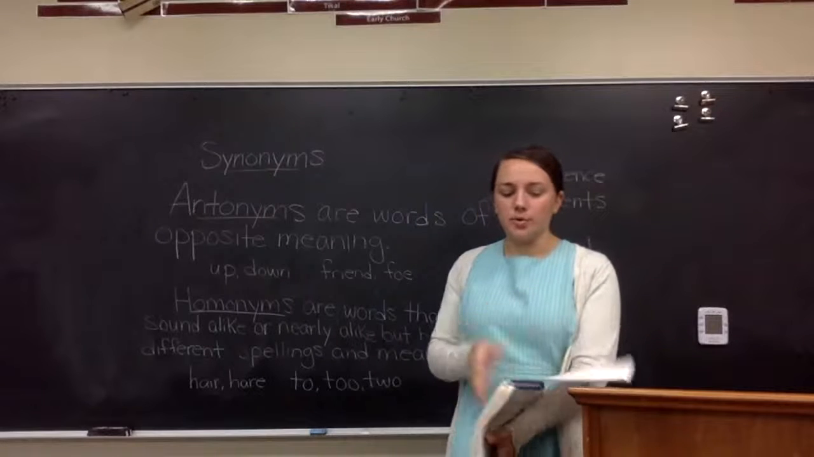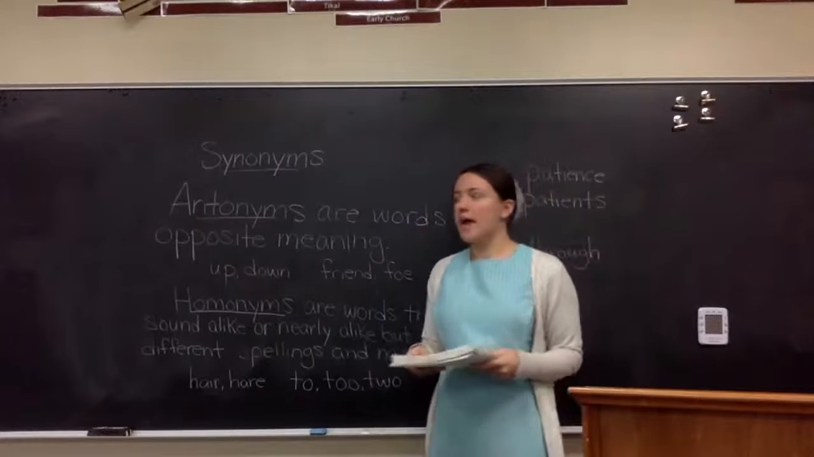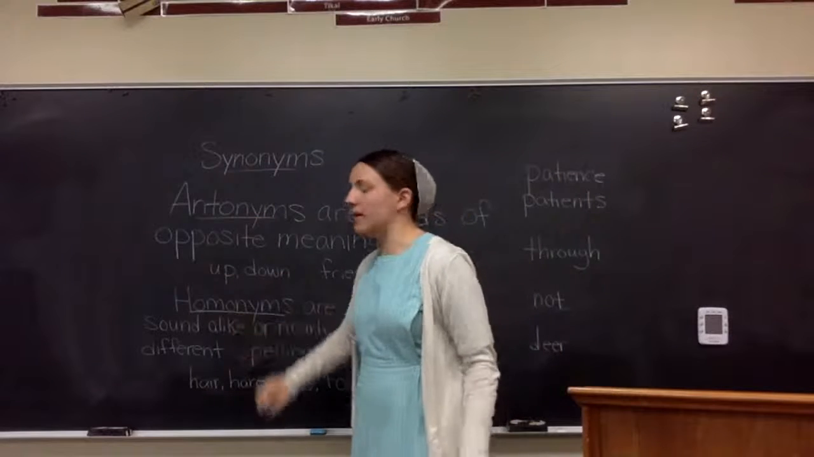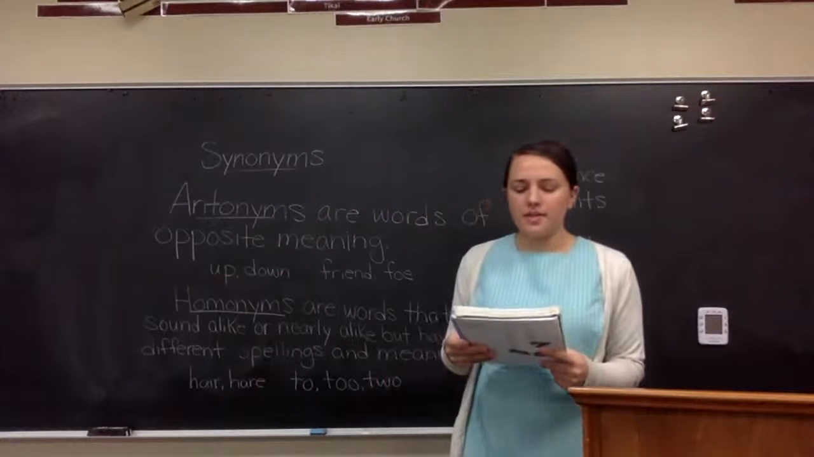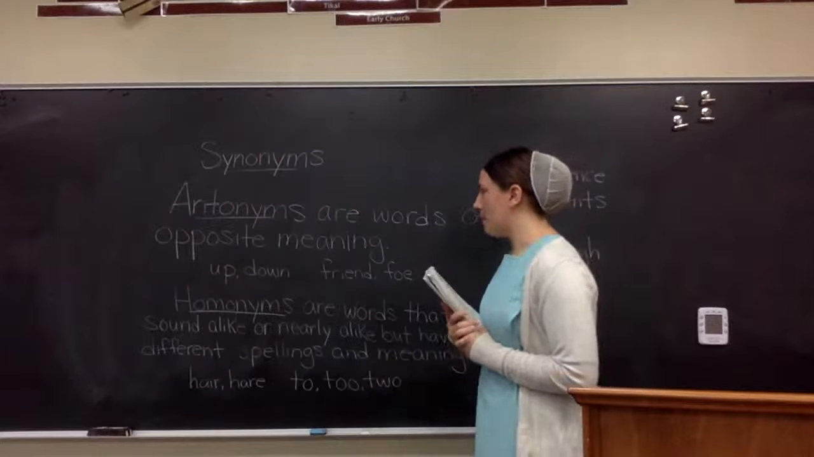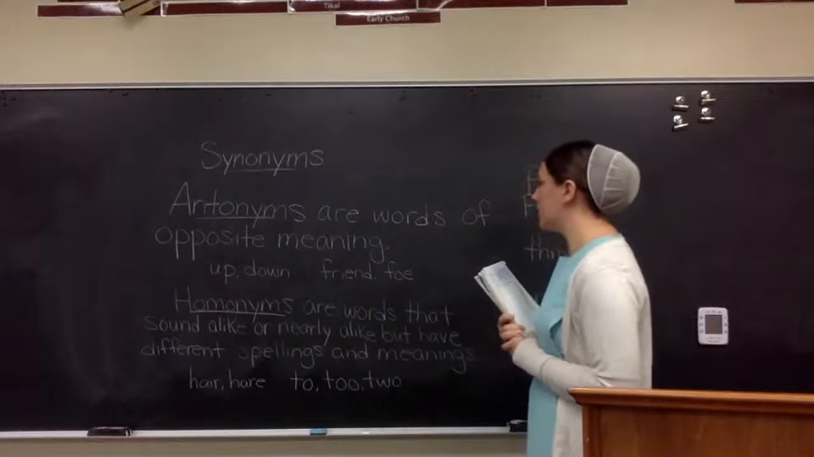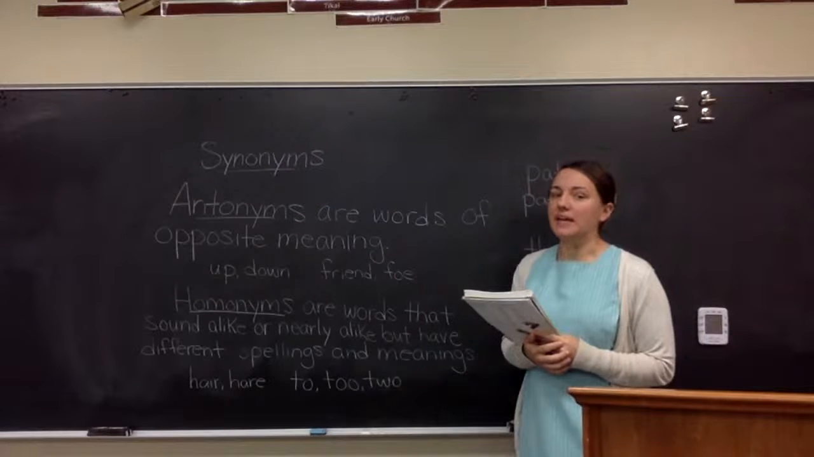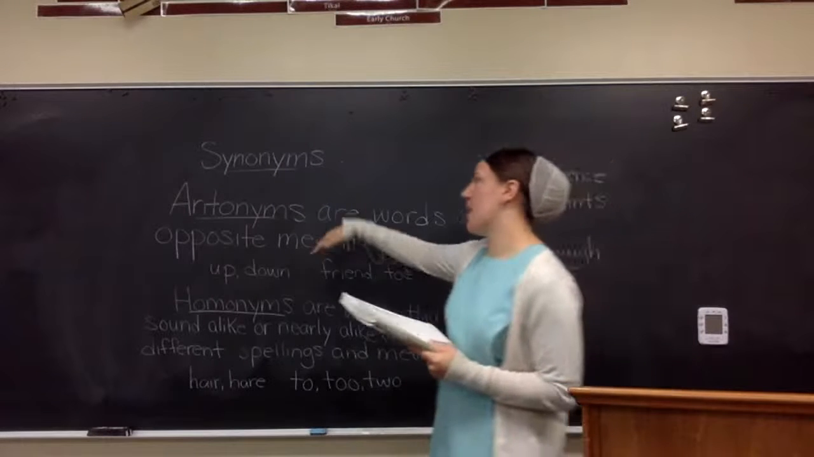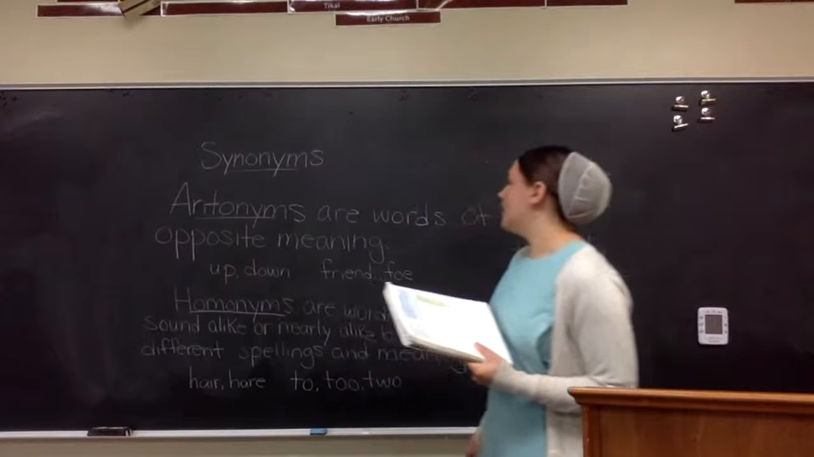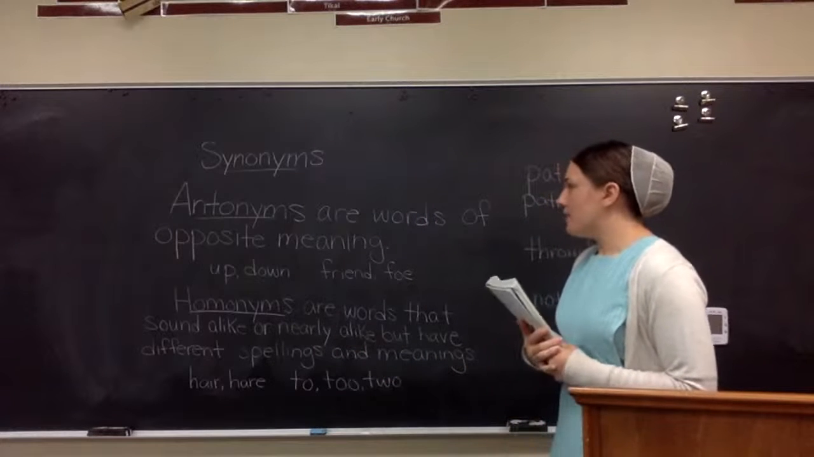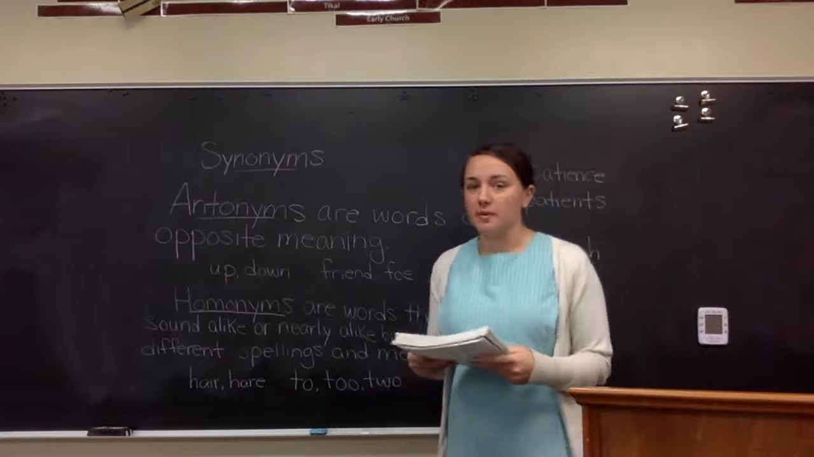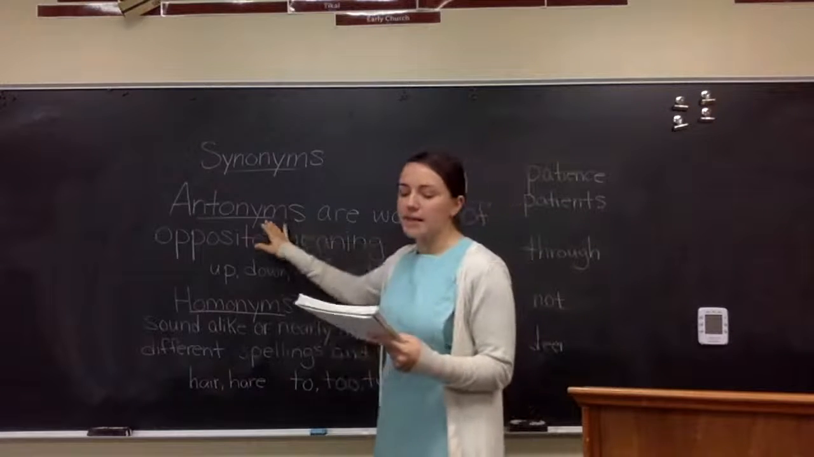Today we're getting into two other kinds of words, and one of those is an antonym, and the next one is homonym. An antonym is two words of opposite meaning. Antonyms are the opposites of synonyms. When we have two words that mean totally the opposite thing from each other, that's called an antonym.